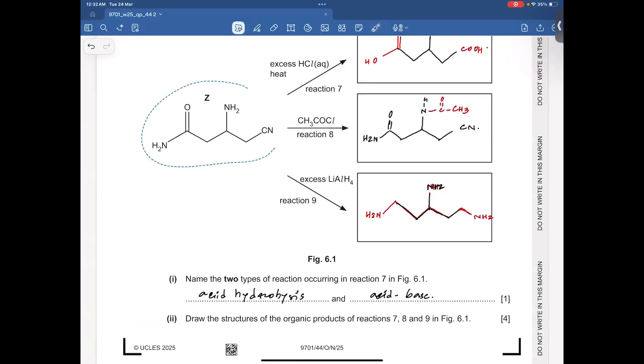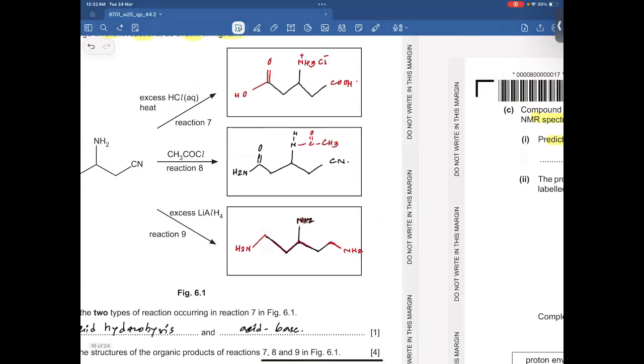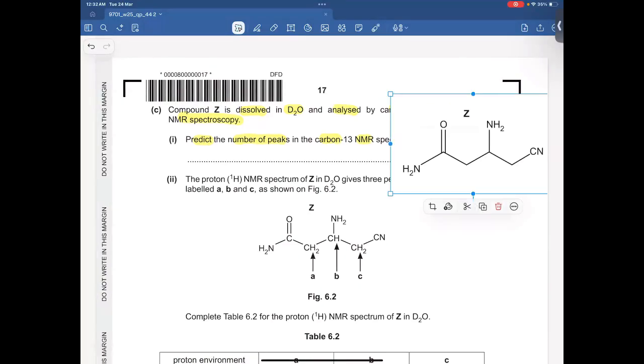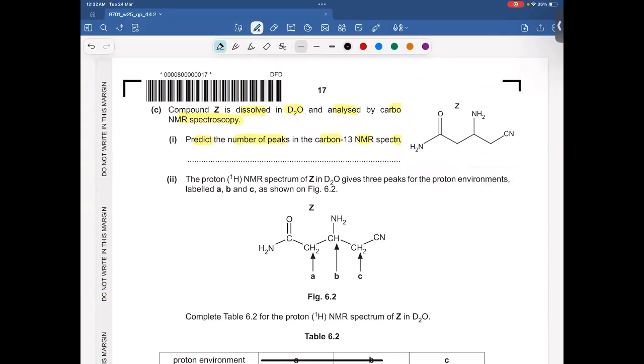Okay, let me take out the structure of Z. So this is the structure of Z, guys. And we are looking for the carbon-13 NMR. So we have first carbon, second, third, fourth, and this one is fifth. So we have 5 peaks in the carbon-13 NMR.